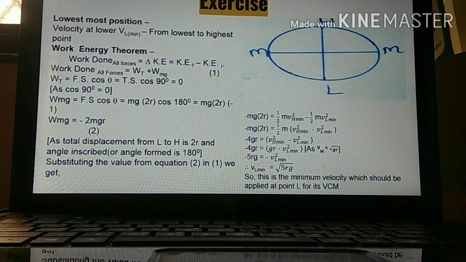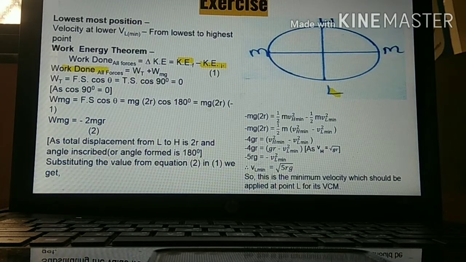Now we will be finding the velocity at the lowest point. We will be using the work energy theorem. First of all, we will be assuming velocity at the lowest point minus velocity at the highest point. So work done by all the forces is equal to delta kinetic energy. Delta kinetic energy means what? Kinetic energy final minus kinetic energy initial.